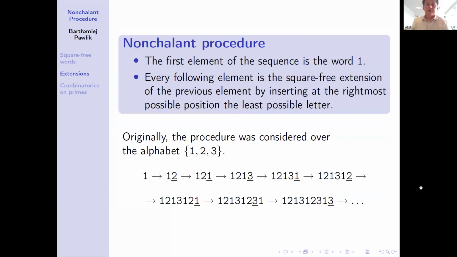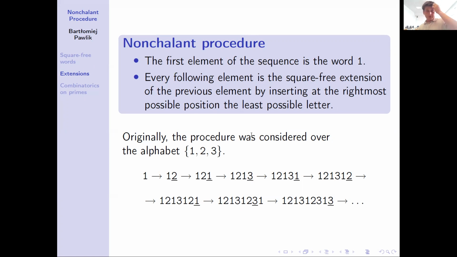So the nonchalant procedure is strictly related to the existence of infinitely many extremal words, and it goes like this. The first element of the sequence is the word 1, and every following element is the square free extension of the previous element by inserting, at the rightmost possible position, the least possible letter.